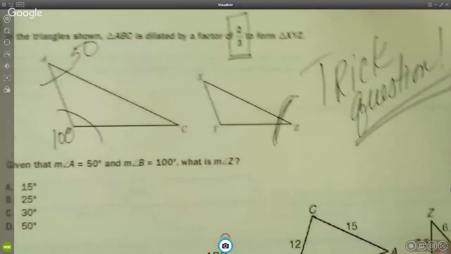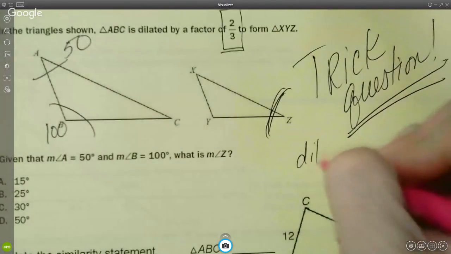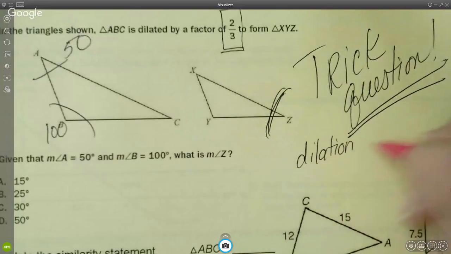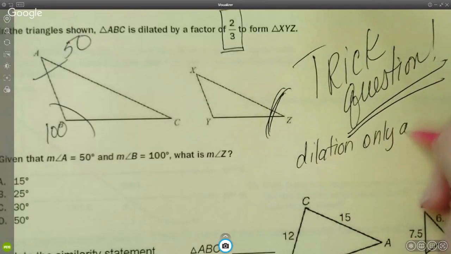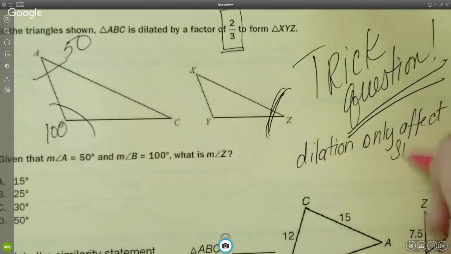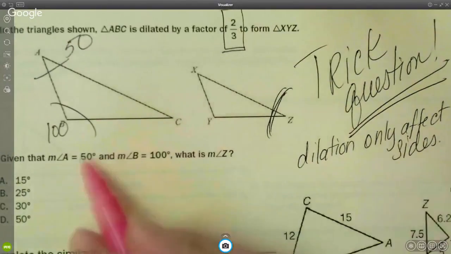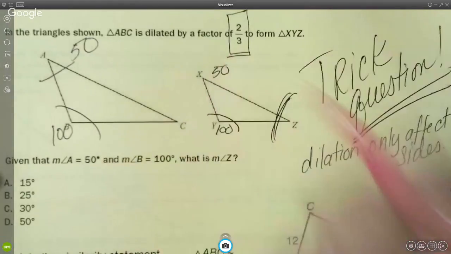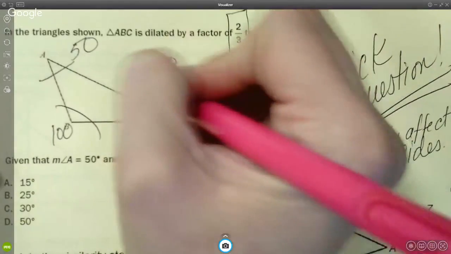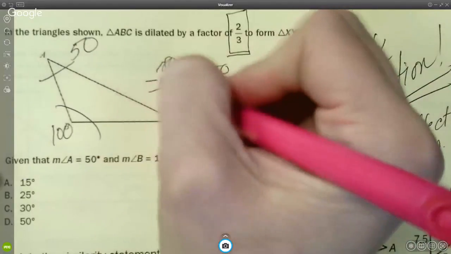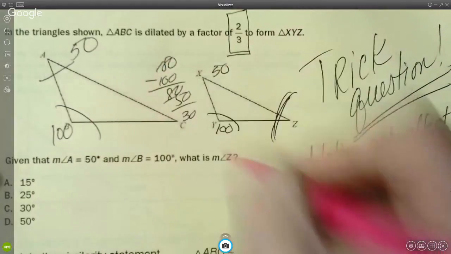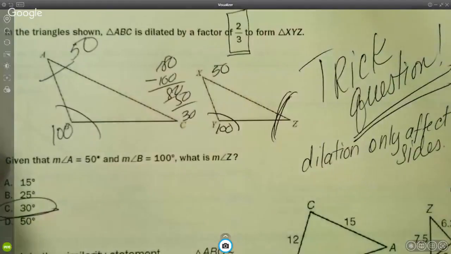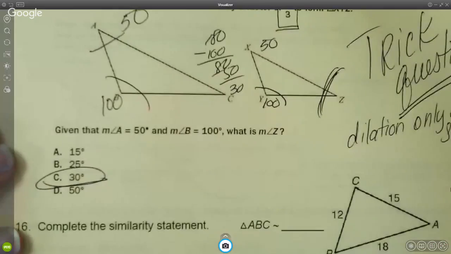Okay, this is a trick question. Dilations only affect sides. So all we're doing is knowing that these match here. So 180 minus 100 is 80, minus 50 is 30. So the answer is 30 degrees. Do not use the scale factor.